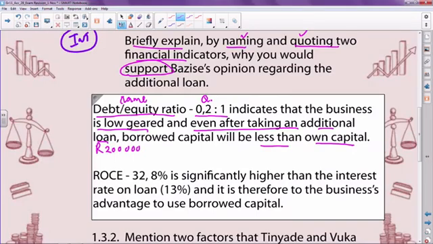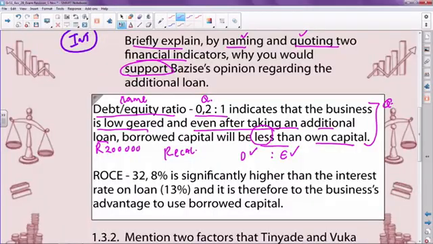In other words, if you had to recalculate the debt equity ratio, remember, Bazzy wants to invest 300,000. So immediately your equity will increase, but debt also increases by 200,000, and you're going to clearly see that the ratio is still less. Borrowed capital is still less than own capital. In other words, the business is still low geared. So the debt equity ratio clearly shows us that we do qualify for the loan.